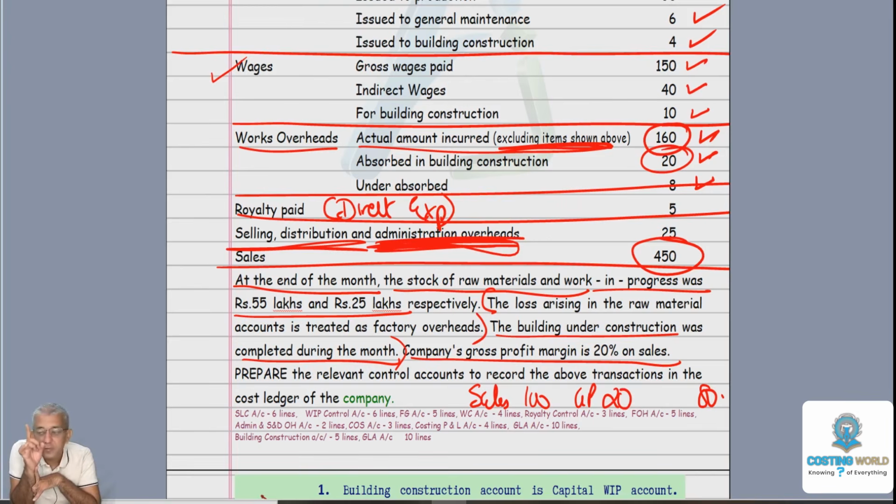Beta yaad rakhna, from sales, if I subtract net profit, that will give me cost of sales. But if I subtract GP, that will give me my COGS, no? Okay, so therefore do one thing. Company's GP ratio is 20% on sales. Put an asterisk over here. Put an asterisk on top of your textbook and write down, that is 80% of sales will be COGS.